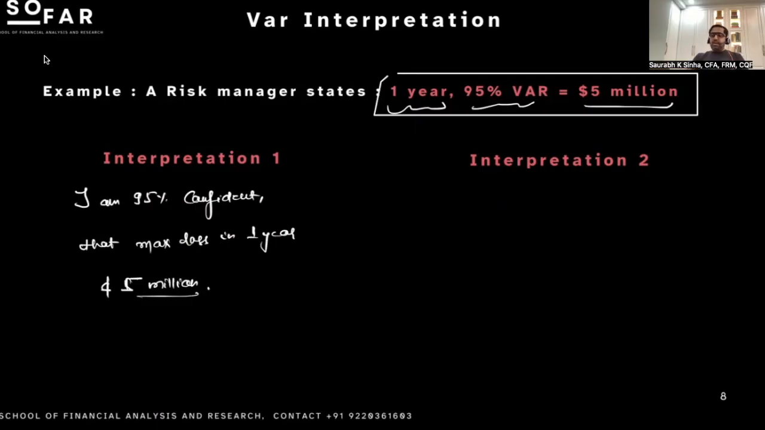I'm speaking the probability. I'm 95% confident, speaking the probability. Tenure, 1 year, and the losses would be $5 million. This is interpretation number one. Now, because you all know statistics, because you all know quantitative analysis, can you give me the second interpretation?